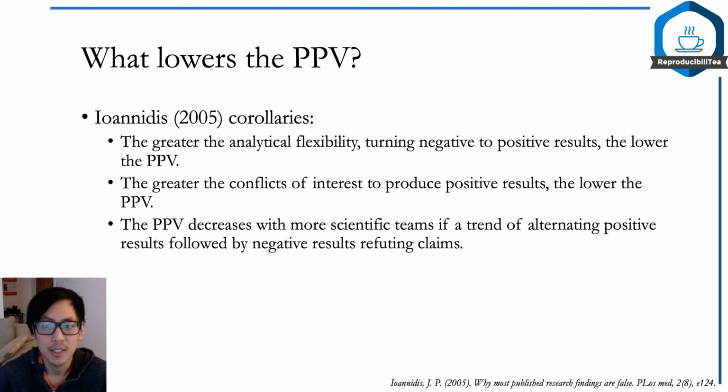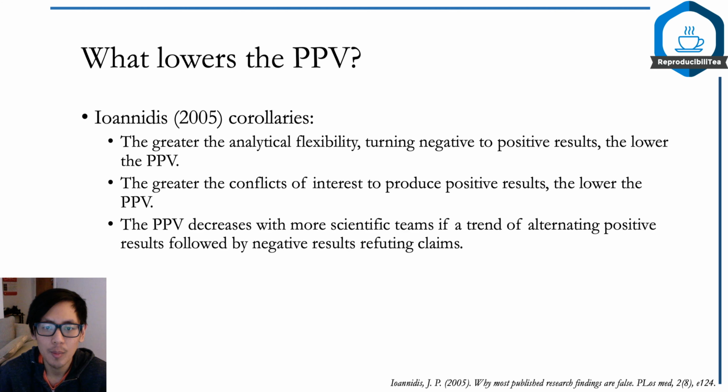The greater the conflicts of interest to produce positive results, the lower the PPV. So this is, for example, if you have a conflict of interest in funding, so maybe you're a pharmaceutical company and you want to show your drug works, it's in your interest to find a positive result for your drug. So you might push your negative results into a positive result. So the greater the conflicts of interest in any field, the lower the PPV.